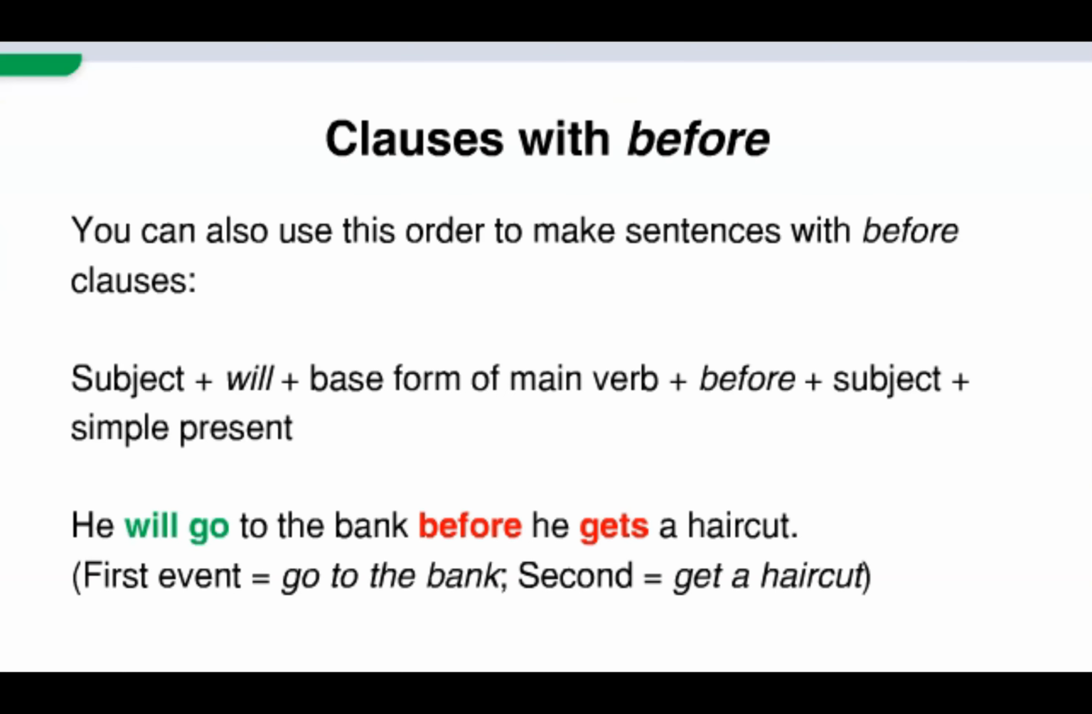Clauses with before. You can also use this order to make sentences with before clauses. Subject plus will plus base form of the main verb plus before plus subject plus simple present. He will go to the bank before he gets a haircut. The first event is go to the bank. The second event is get a haircut.